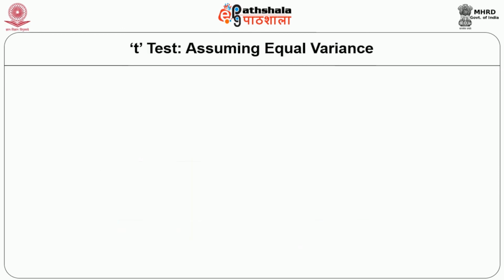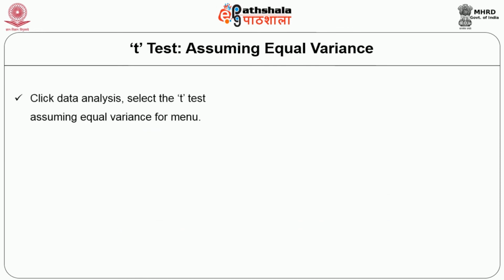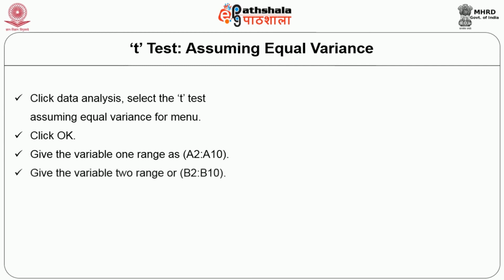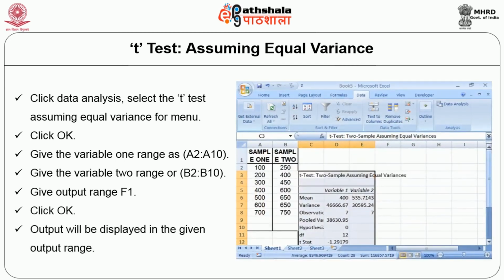T-test assuming equal variance. Click Data Analysis, select the t-test assuming equal variances, click OK. Give the variable 1 range as A2:A10, give the variable 2 range as B2:B10, give output range as F1, click OK. Output will be displayed in the given output range.